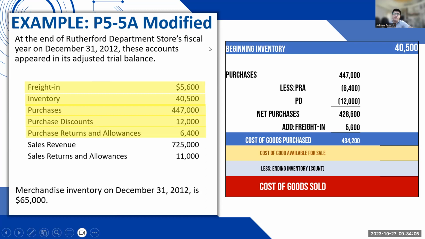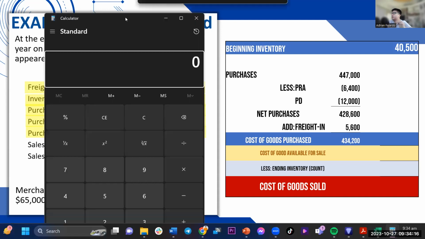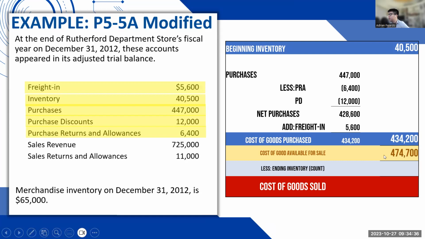How do I get my cost of goods available for sale? How will I get it? 40,500 plus the purchase of 434,200. My cost of goods available for sale is 474,700. So 40,500 plus 434,200 is 474,700.